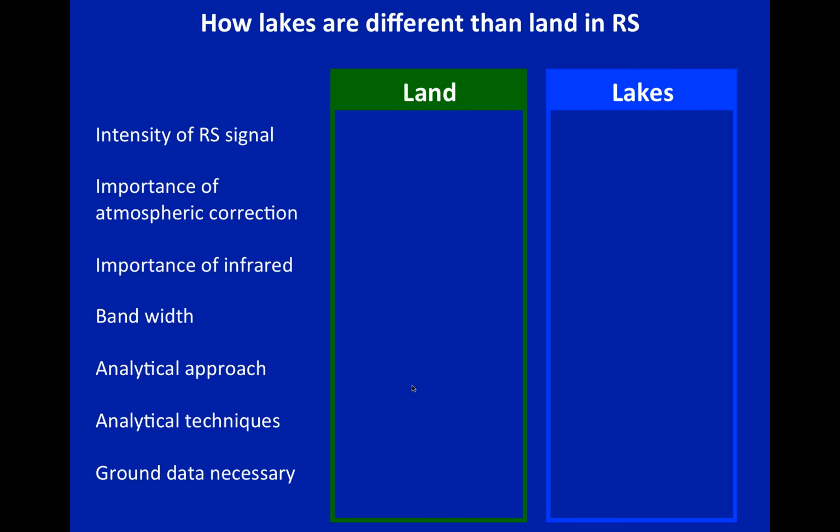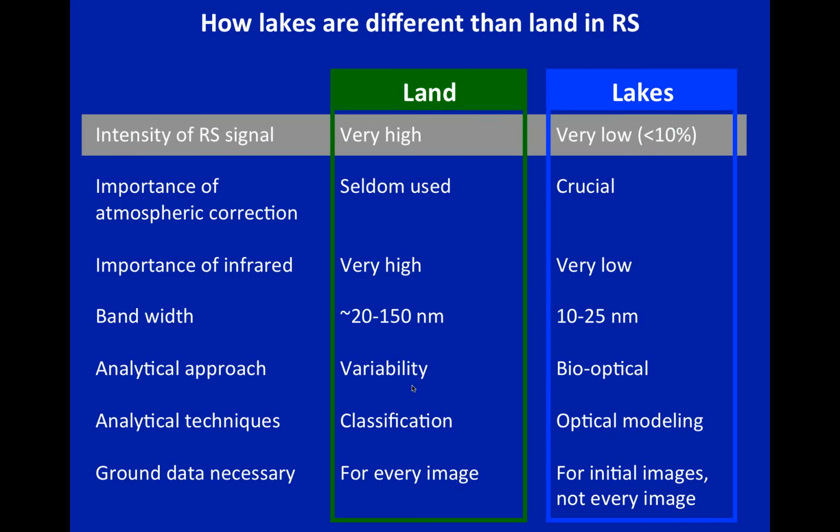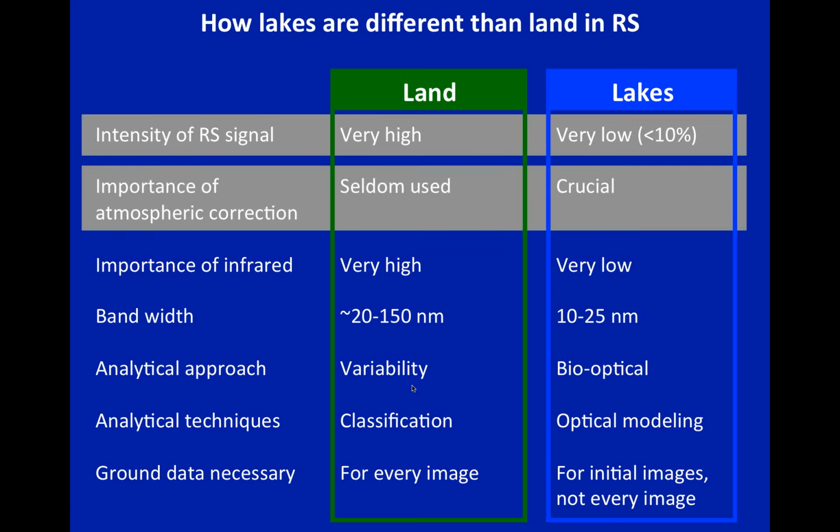Well, there's a series of things that are important differences between remote sensing for land and lakes, and especially if you have a lot of experience with remote sensing for land, sometimes you're not thinking quite along the right lines. Now, first, we've already talked about the fact the intensity of the remote sensing signal for land is very high compared to lakes. So in the brightest lake in the world, about 10% of the light that hits the water is coming back. And you could see from that graph in the beginning that you had this little tiny signal in the lower left-hand corner compared to what comes back from the land. And so because of that, atmospheric correction is really important.